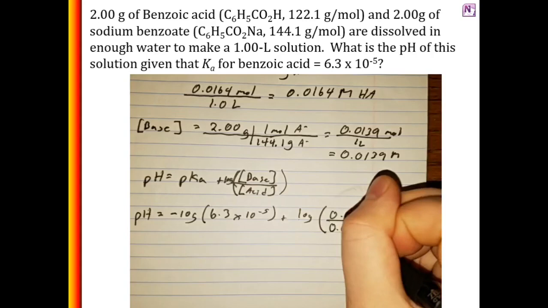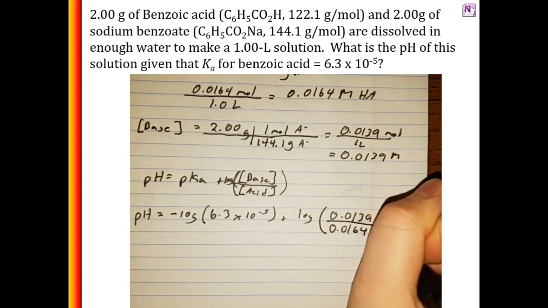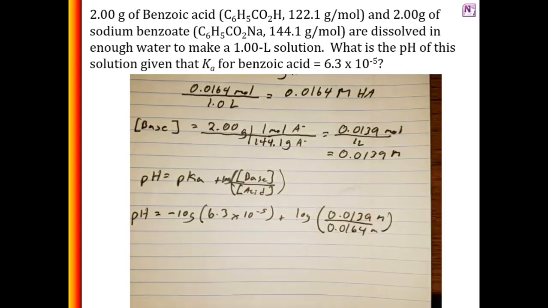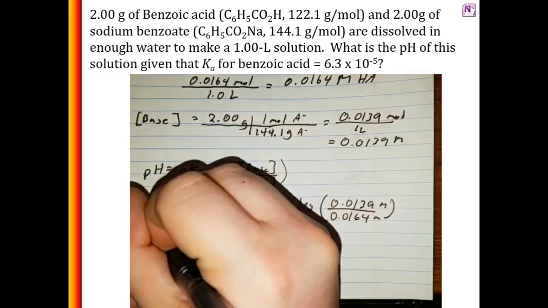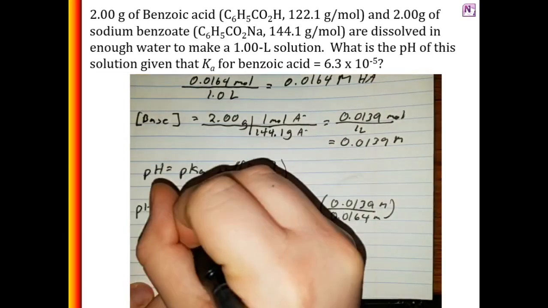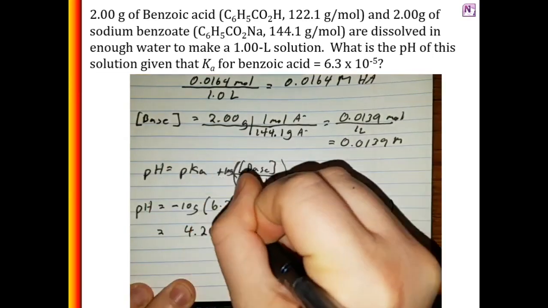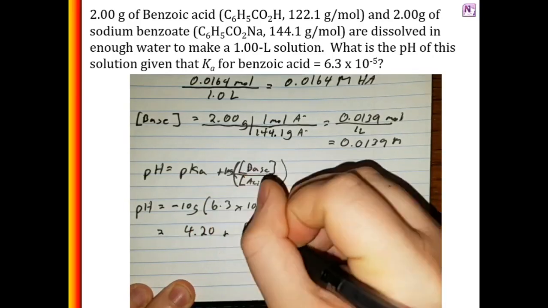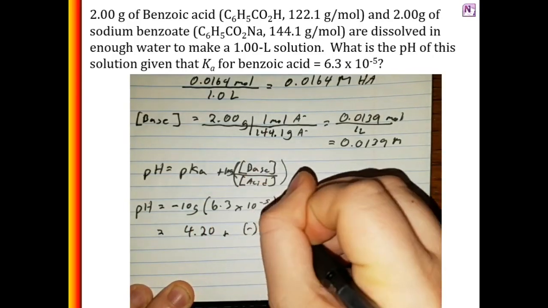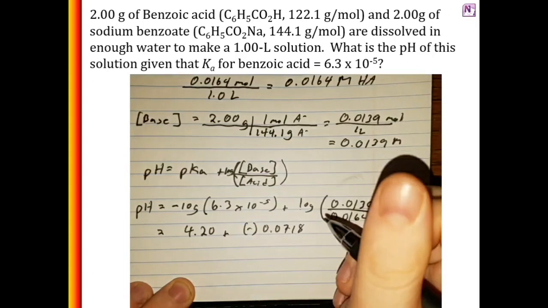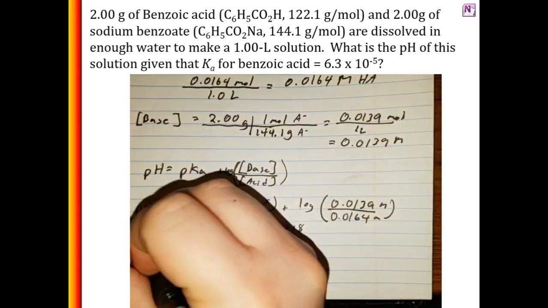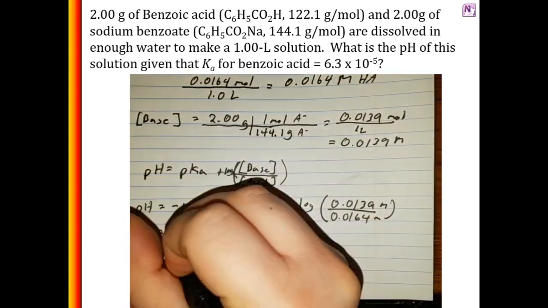Okay, now I just have to do the math. So this will be equal to 4.20 plus minus 0.0718. So adding those two together, we end up with a pH equal to 4.13.